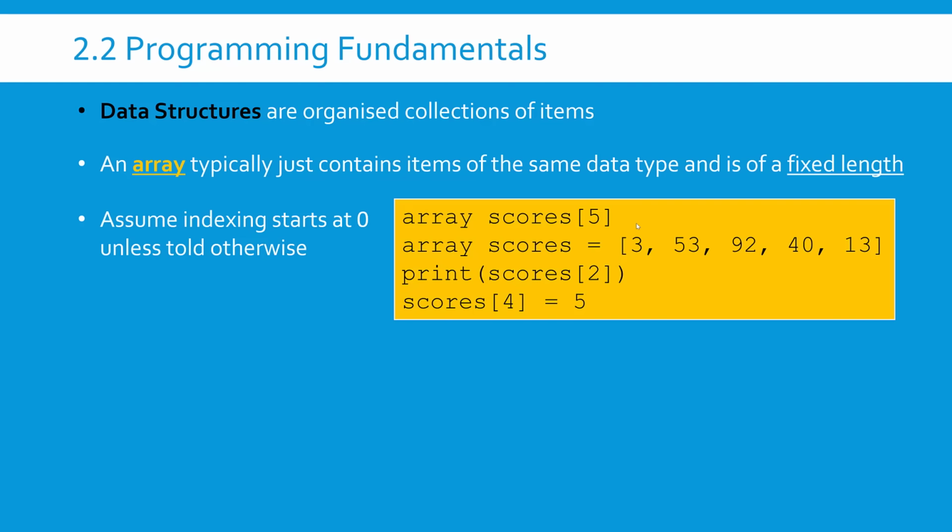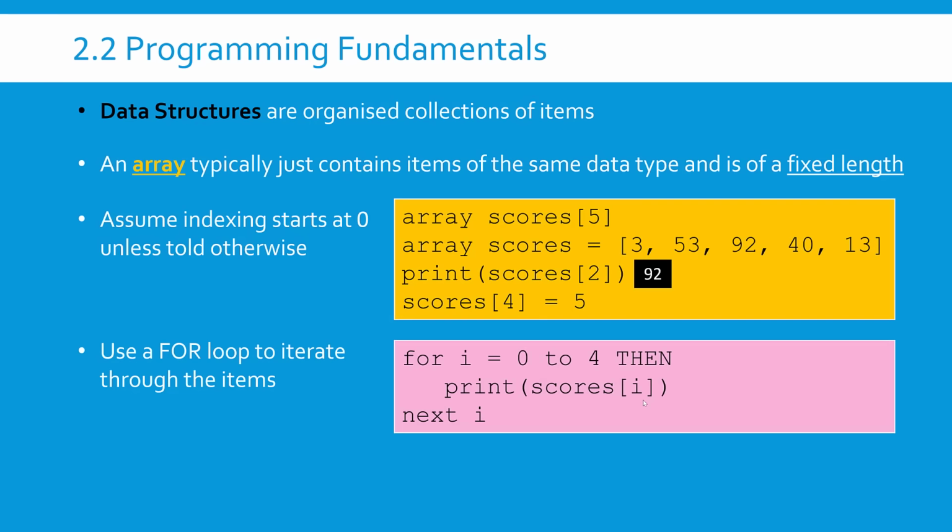So in this case, 3 is 0, 53 is 1, 92 is 2. And so therefore when I go print scores index 2, I would see 92 on my screen. You can reassign items in variables, they're not constants. So in my final line, I'm setting 13 to now become 5.